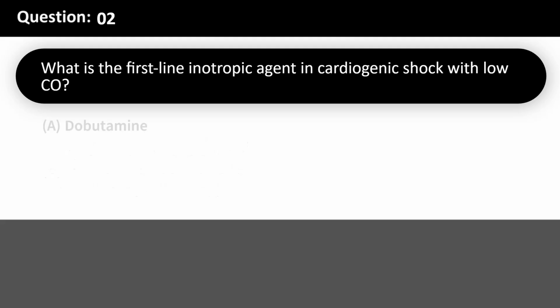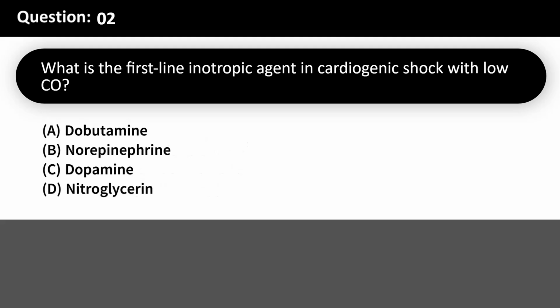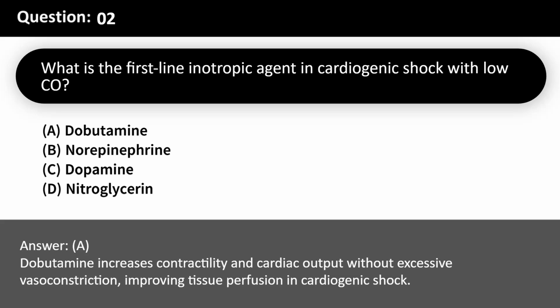What is the first-line inotropic agent in cardiogenic shock with low CO? A. Dobutamine. B. Norepinephrine. C. Dopamine. D. Nitroglycerin. Answer: A. Dobutamine increases contractility and cardiac output without excessive vasoconstriction, improving tissue perfusion in cardiogenic shock.